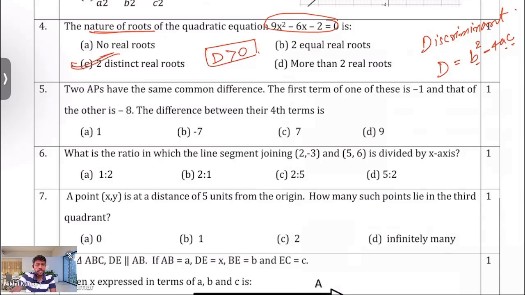What happens if the discriminant is equal to 0? If the discriminant is equal to 0, then we would get equal real roots. If the discriminant is less than 0, well, we are in a fix. There will be no real roots. We'll have complex roots. You are going to learn about complex roots in class 11 and so on.